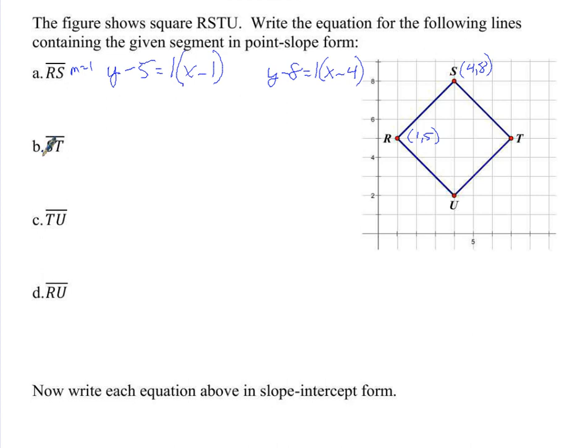Okay, for ST, we want to do the same thing. So now I'm talking about this segment right here. So that was that one. And I'm going to change colors and go with red for that one. So I'm talking about ST. I already know that ordered pair for S, 4 comma 8. The ordered pair for T would be what? 7, 5. It's not that I need to use it, but it could be helpful. So let's go ahead and write an equation now for ST.